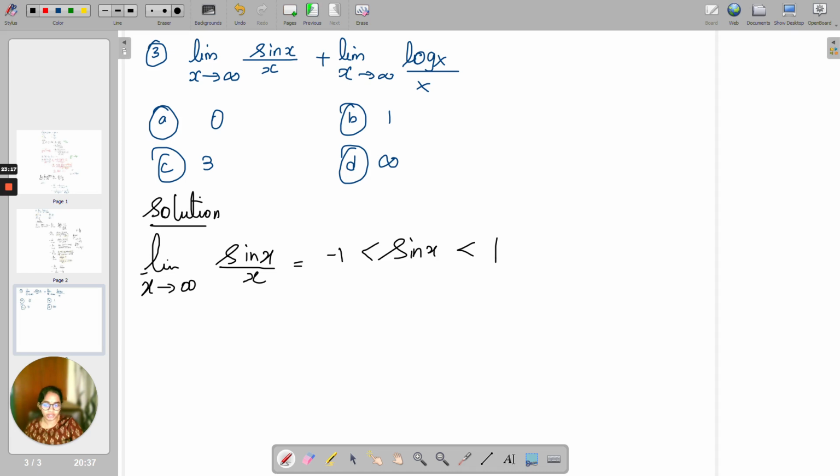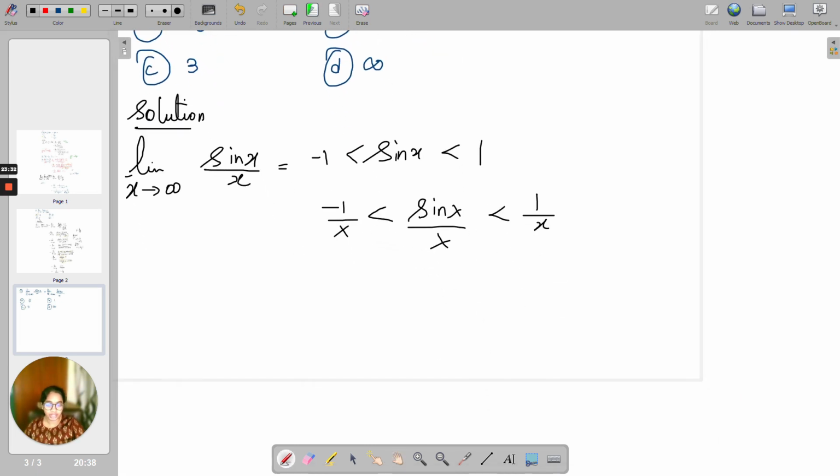So what do I want now? I want 1 divided by x, right? I want sin x divided by x. That is our question. When does this sin x lie between -1 and 1? When the limit x approaches infinity. Yes, when x approaches infinity, our sin x varies between -1 and 1.